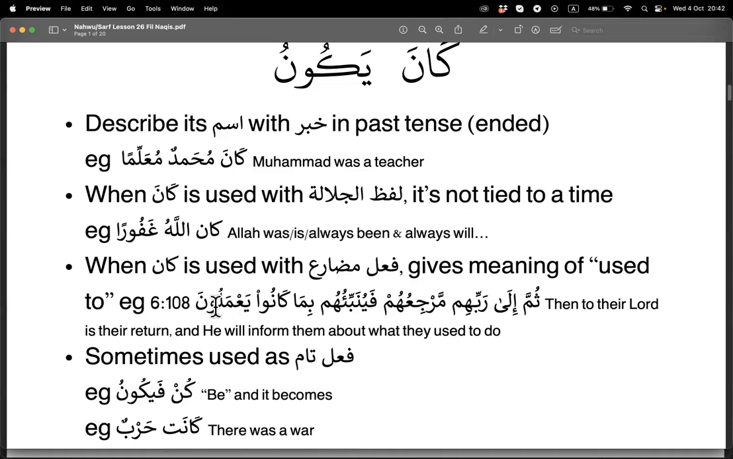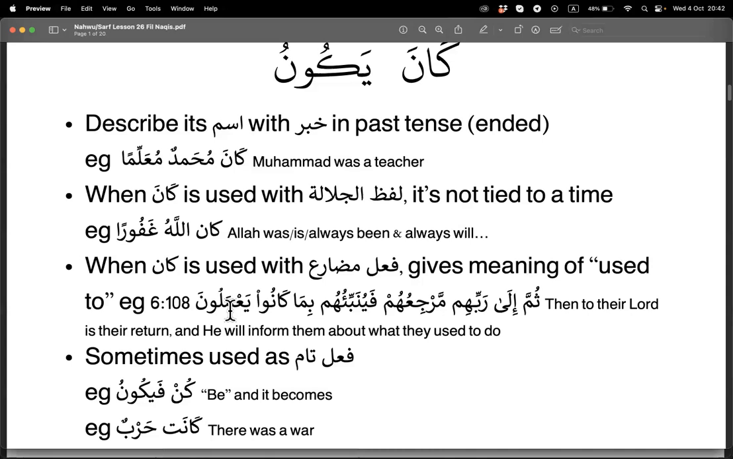The khabar of kanu was ya'maluna, they do. Amal, they do. So they used to do. Ya'malun is "they do," and then kanu with ya'malun, with a fi'il mudhari, you translate as "used to." So they used to do. Allah will inform them of what they used to do. Can you understand? They used to do.